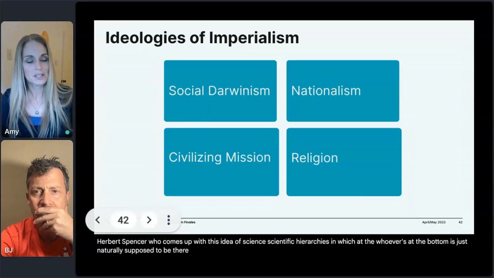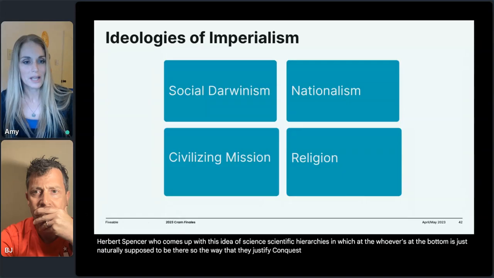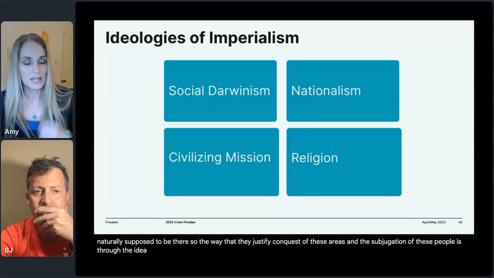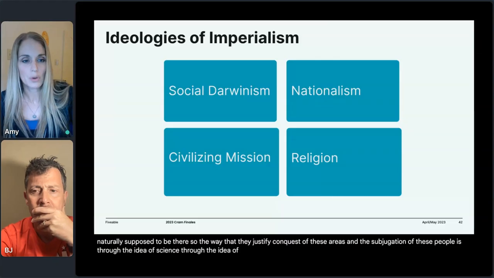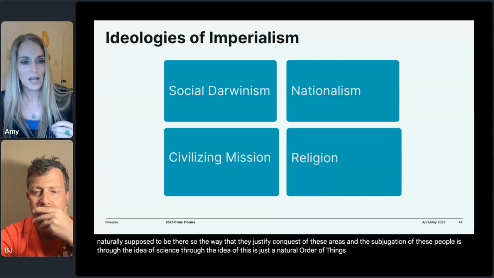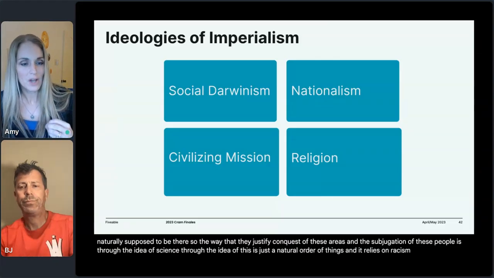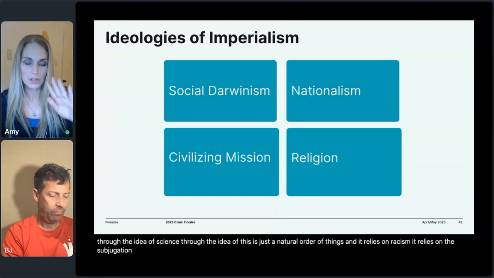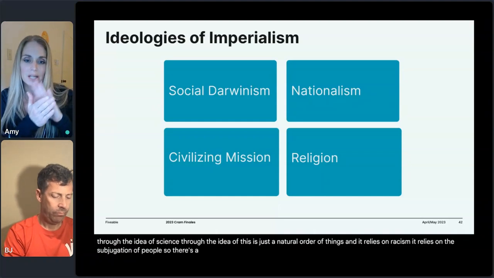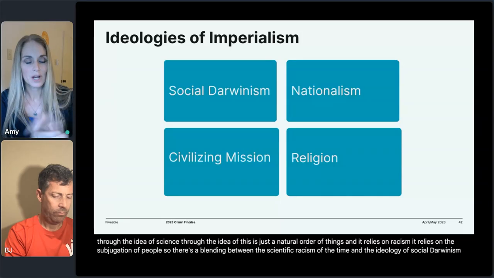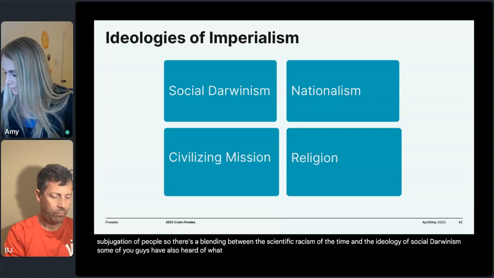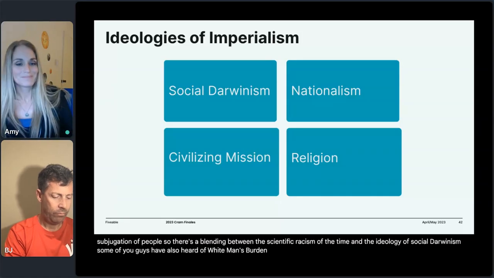So the way that they justify conquest of these areas and the subjugation of these people is through the idea of science, through the idea that this is just the natural order of things. And it relies on racism. It relies on the subjugation of people. So there's a blending between the scientific racism of the time and the ideology of social Darwinism. Some of you have also heard of white man's burden.